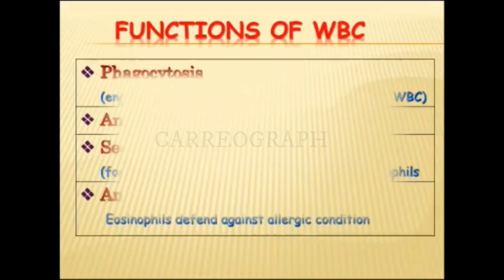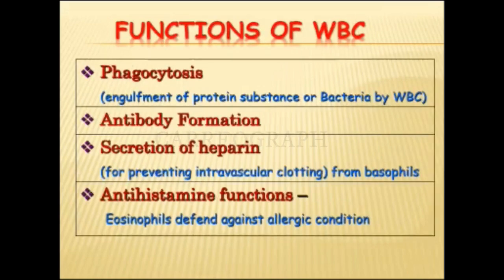The WBC's function is to do phagocytosis. Friends, this is the process in which engulfment of protein substance and any microorganism is done by the cells of WBC. After the engulfment, these WBC kill the microorganism or neutralize the effect of the microorganism. These microorganisms can be bacteria, virus, protozoa, even fungi.